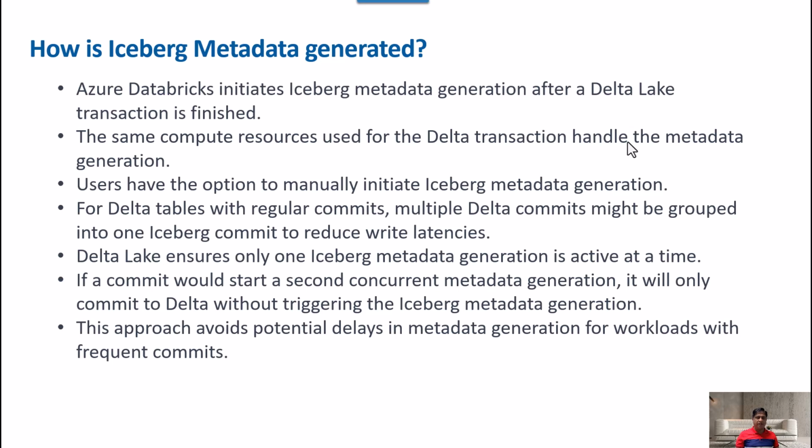Delta Lake ensures that at one point of time there is only one metadata generation active at a time, because if multiple metadata are generated, then it will create a problem, right? So it ensures that only one metadata is generated. If a commit starts a second concurrent metadata generation, it will only commit to Delta without triggering the Iceberg metadata generation. So that ensures that at a time only one metadata generation is active. With this approach, you avoid potential delays in metadata generation where the workload has frequent commits happening.